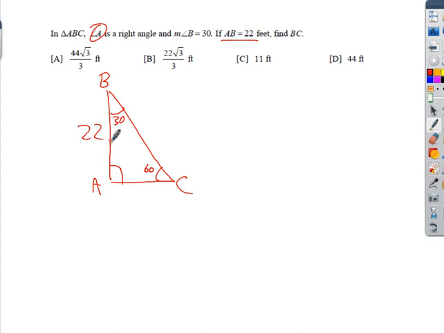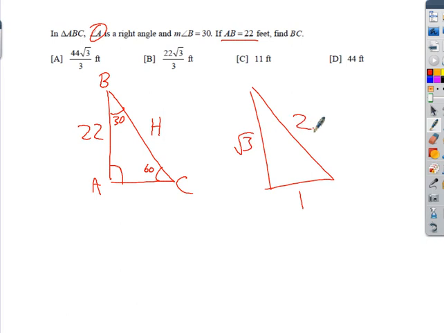Alright, so a little bit different scenario. Last one we were given the hypotenuse, we worked backwards to get the short and then the long. Here we're given the long. This one is probably one of the more complicated ones. So in our previous example, we said 1, square root 3, and 2. When we were given the hypotenuse, we worked backwards.